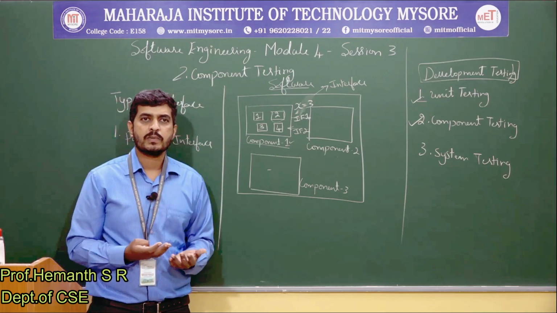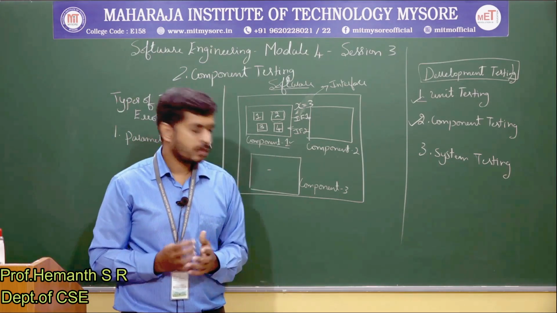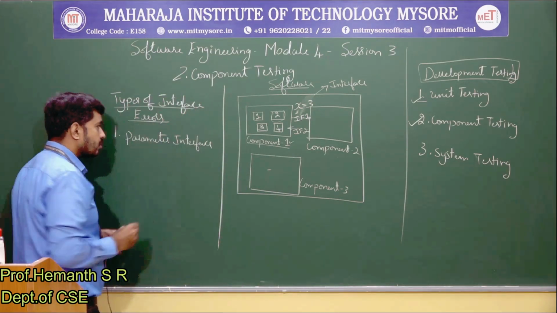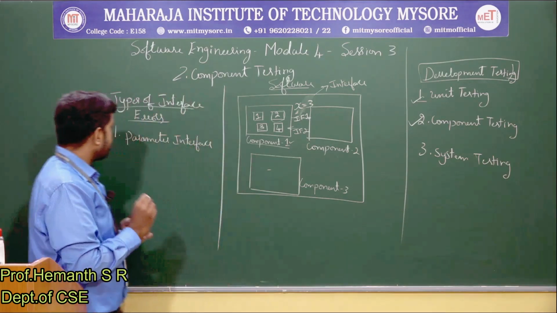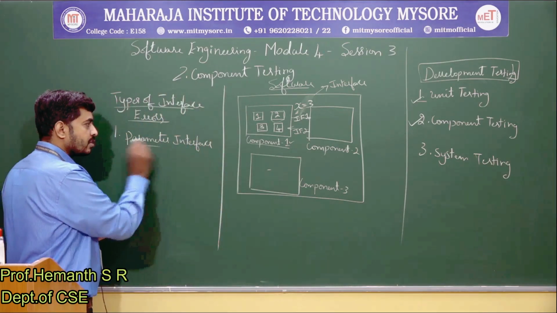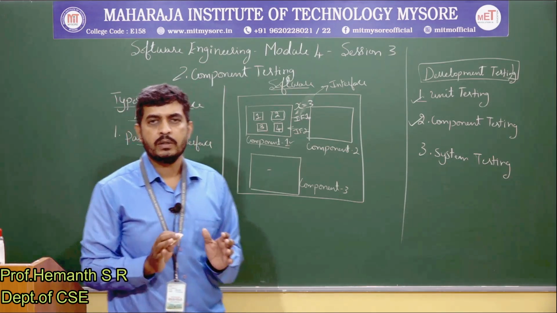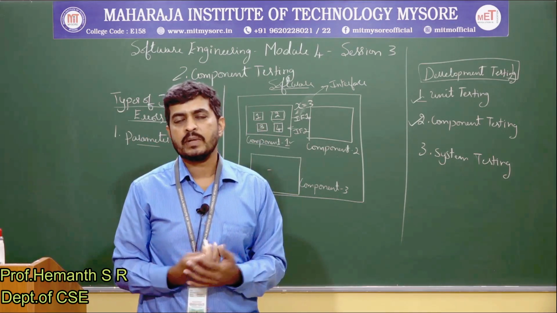What type of possible errors can pop up in an interface? So that is the type of interface errors, and that is what we will be discussing now. So the first type is the parameter interface. As already mentioned, component 1 may pass a data value to component 2 as a parameter.